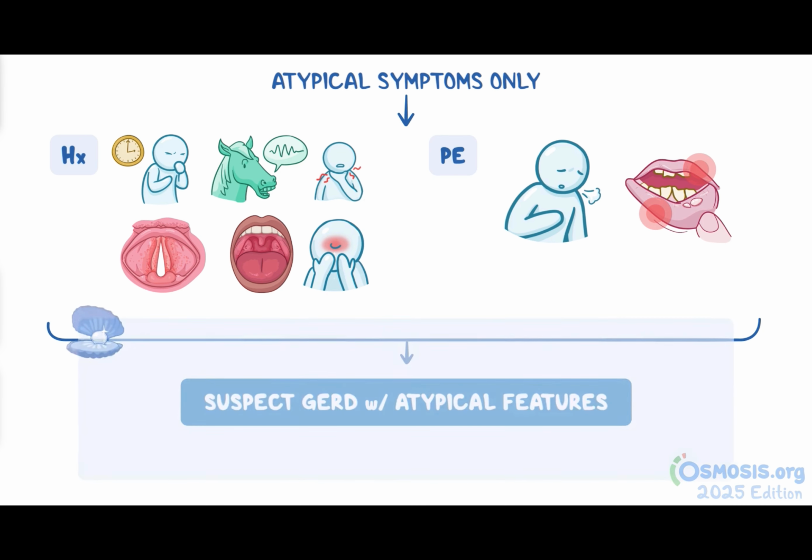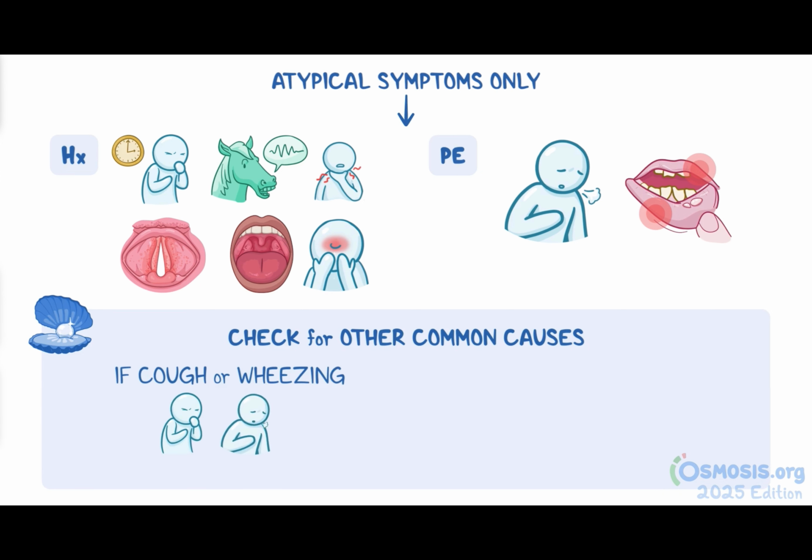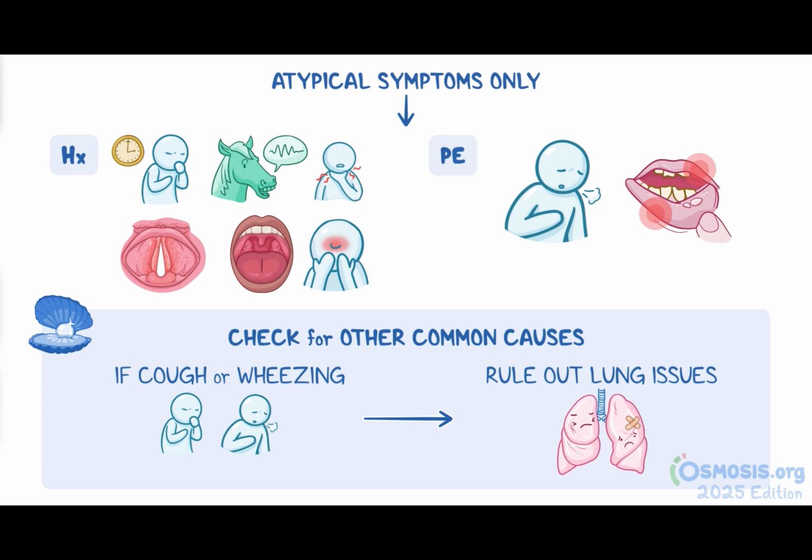Here's your next clinical pearl. Before jumping into a GERD workup, make sure to check for other common causes of those atypical symptoms. For example, if your patient has a chronic cough or wheezing, it's a good idea to rule out lung issues first before heading down the GERD path. Once you've ruled out other possible causes, your next step is to confirm or rule out GERD.